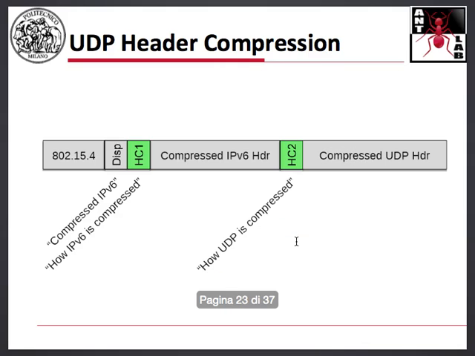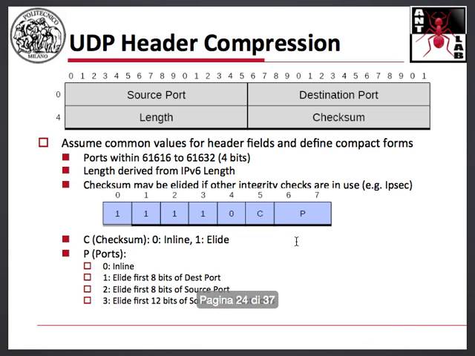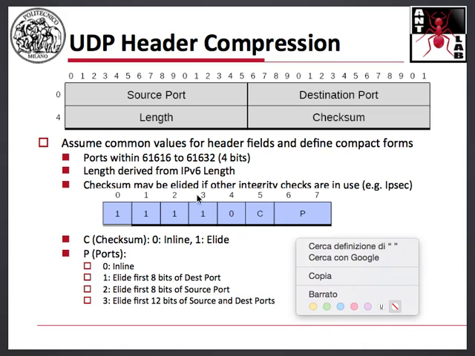So let's see, we have defined this HC1, so how this header compression header is handled. Let's see how this HC2 is defined. HC2 is the header compression header referred to the UDP. So it has the same function of HC1 in the sense that it is telling how UDP header is compressed. Okay? So let's have a look at the UDP header.